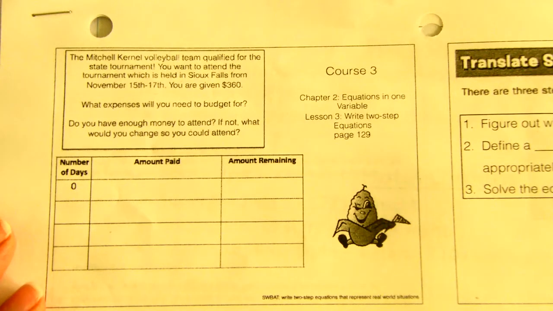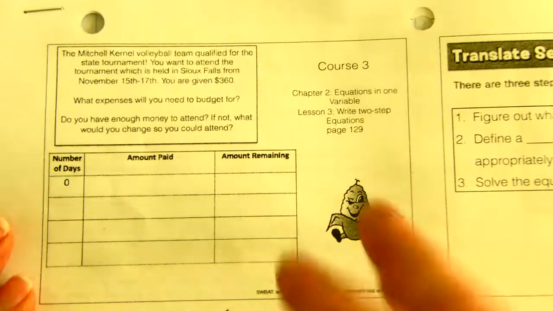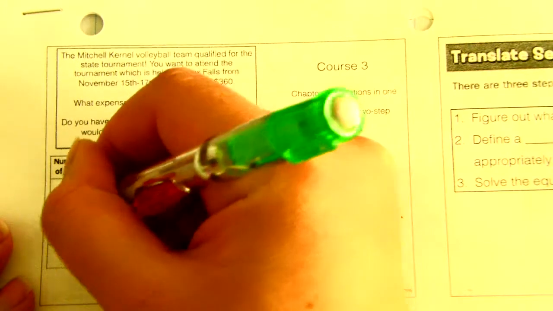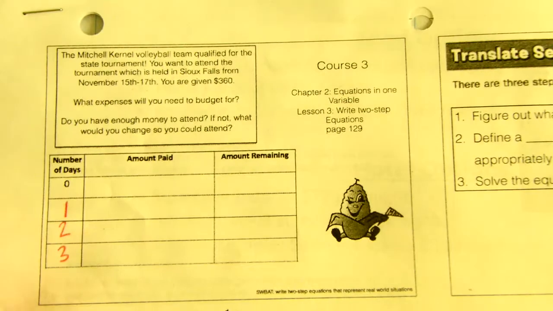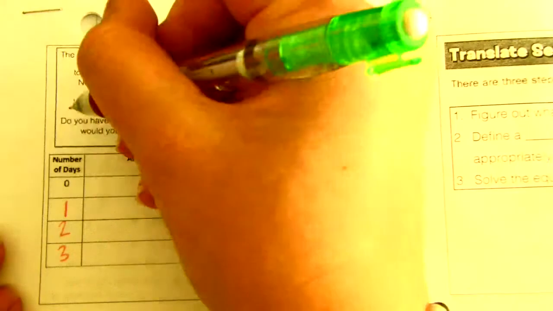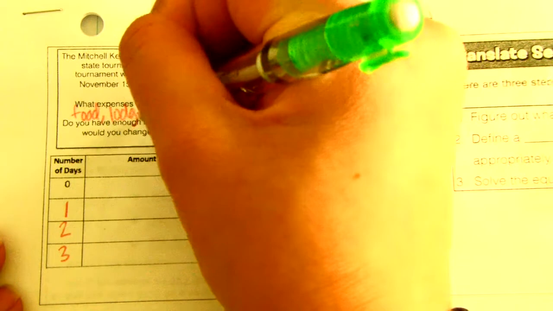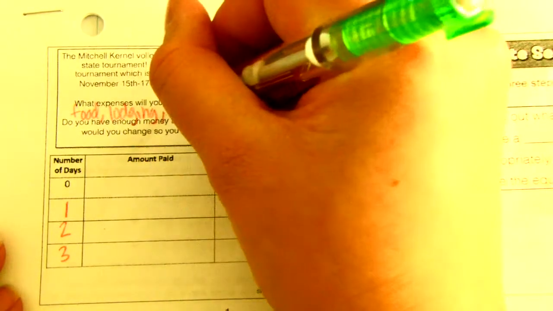So we're going to assume that we're going to stay overnight in Sioux Falls the 15th, the 16th, and the 17th. So we're going to stay for one night, then 2 nights, and the third night. So that's what we're going to assume. What expenses do we need to budget for? Well, food, lodging, and the tournament itself.